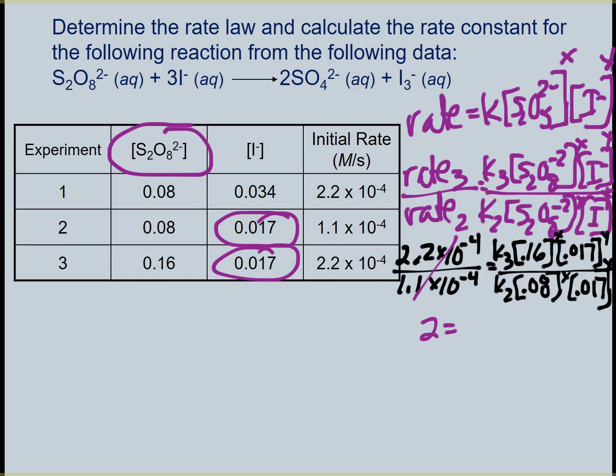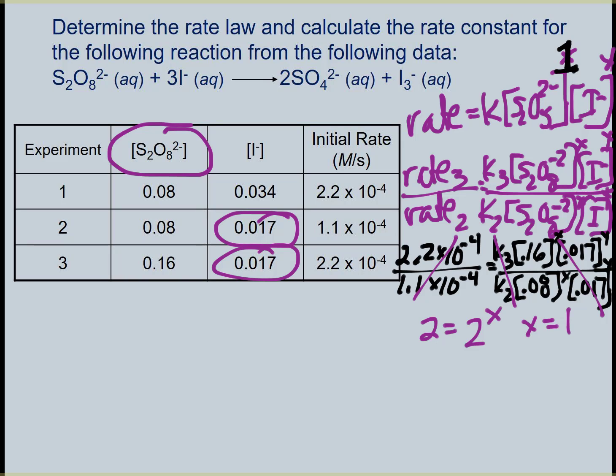My constants are going to be the same because it's the same reaction. And I have 0.16 divided by 0.08, so that would be 2 to the X. And then these 0.017s to the Y's, those cancel. So I know that X equals 1. So that's my first value. So I'm just going to come over here and remind myself I worked this one out, and I'm going to put a 1 where that X is.